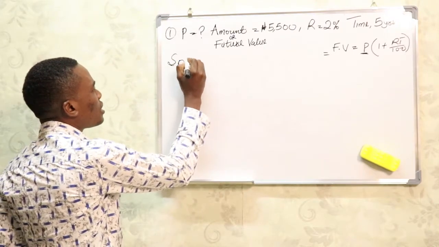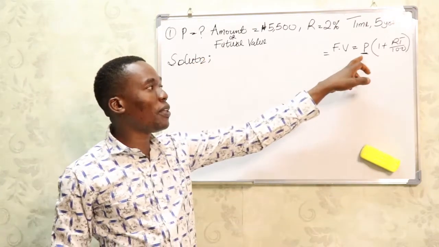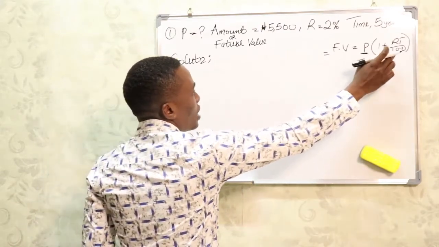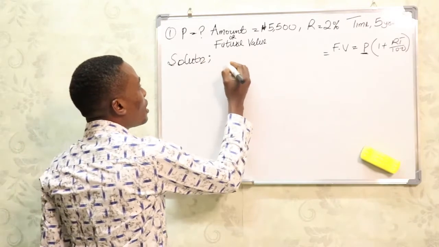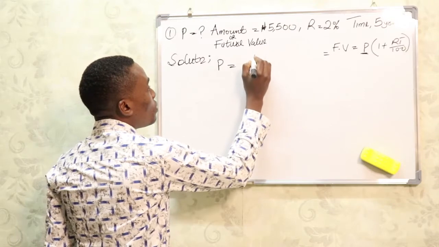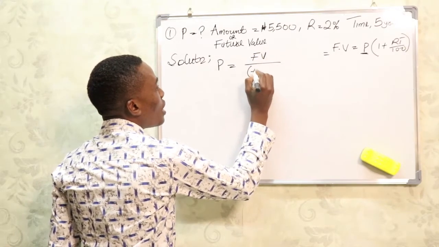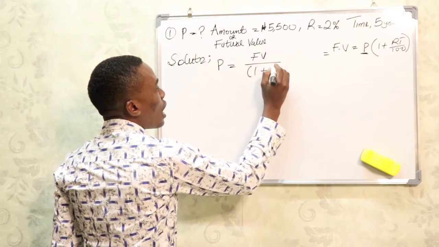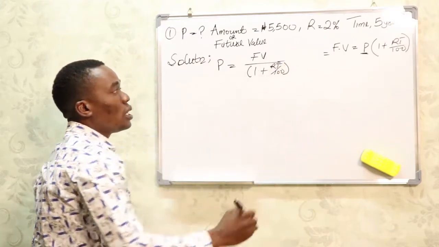In solving this, we have to make P the subject of the formula, and to do that, we have to divide both sides by this whole value. That will now give us P equals the future value divided by 1 plus RT over 100. That is what it will give us.